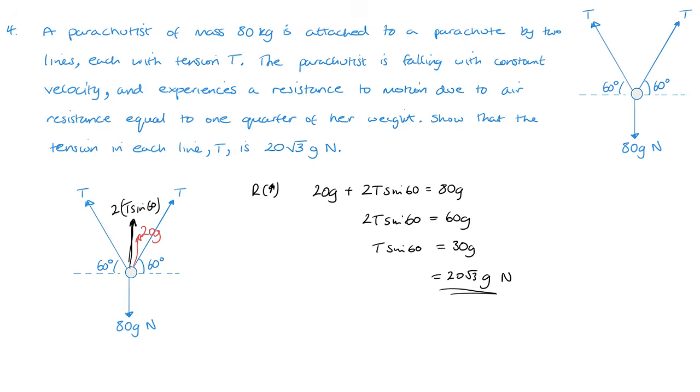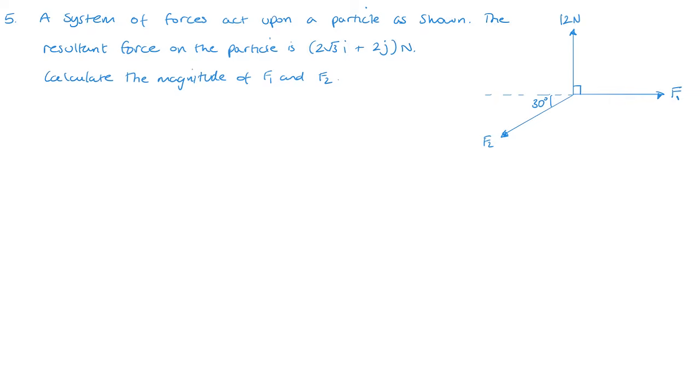Let's look at the final question. So we've got a system of forces acting upon a particle as shown. The resultant force on the particle is 2 root 3 i plus 2j newtons. Calculate the magnitude of F1 and F2. So let me just pop this down here.